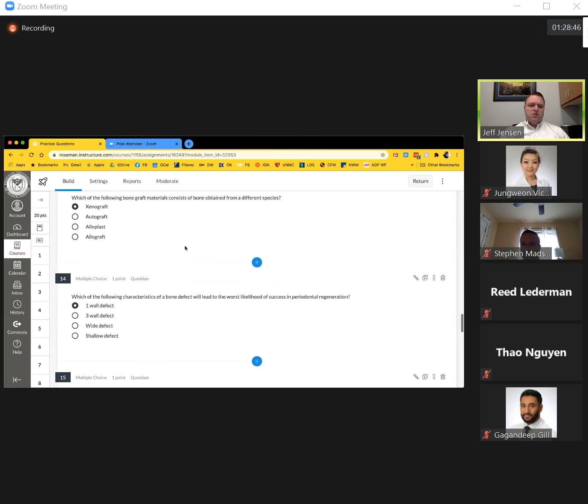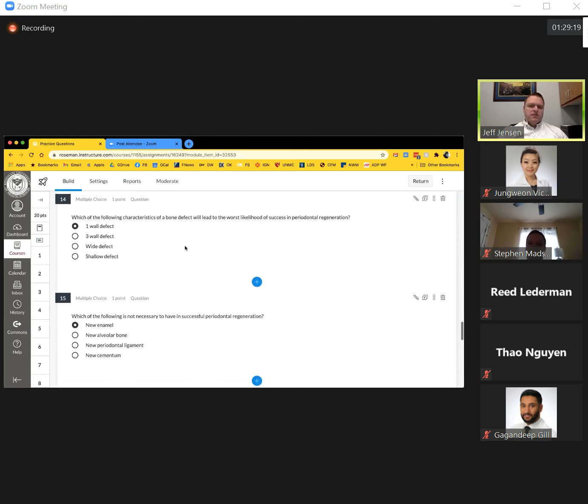Which of the following bone graft materials consists of bone obtained from different species? So again, xenograft would be that. So it could be bovine, it could be equine, lots of different types. Autograft, okay, same person, same patient. Alloplast is an artificial graft material, so tricalcium phosphate, different things like that. And then an allograft is graft material from the same species.